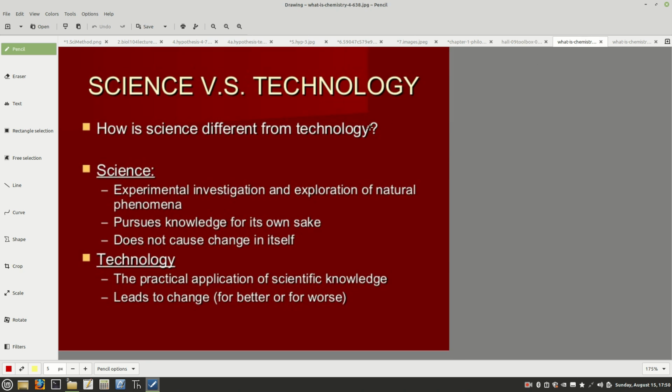Science and technology are related. How is science different from technology? In science, we do experiments. That's the whole idea of science, and we come up with theories. Technology is the application of what we learn.